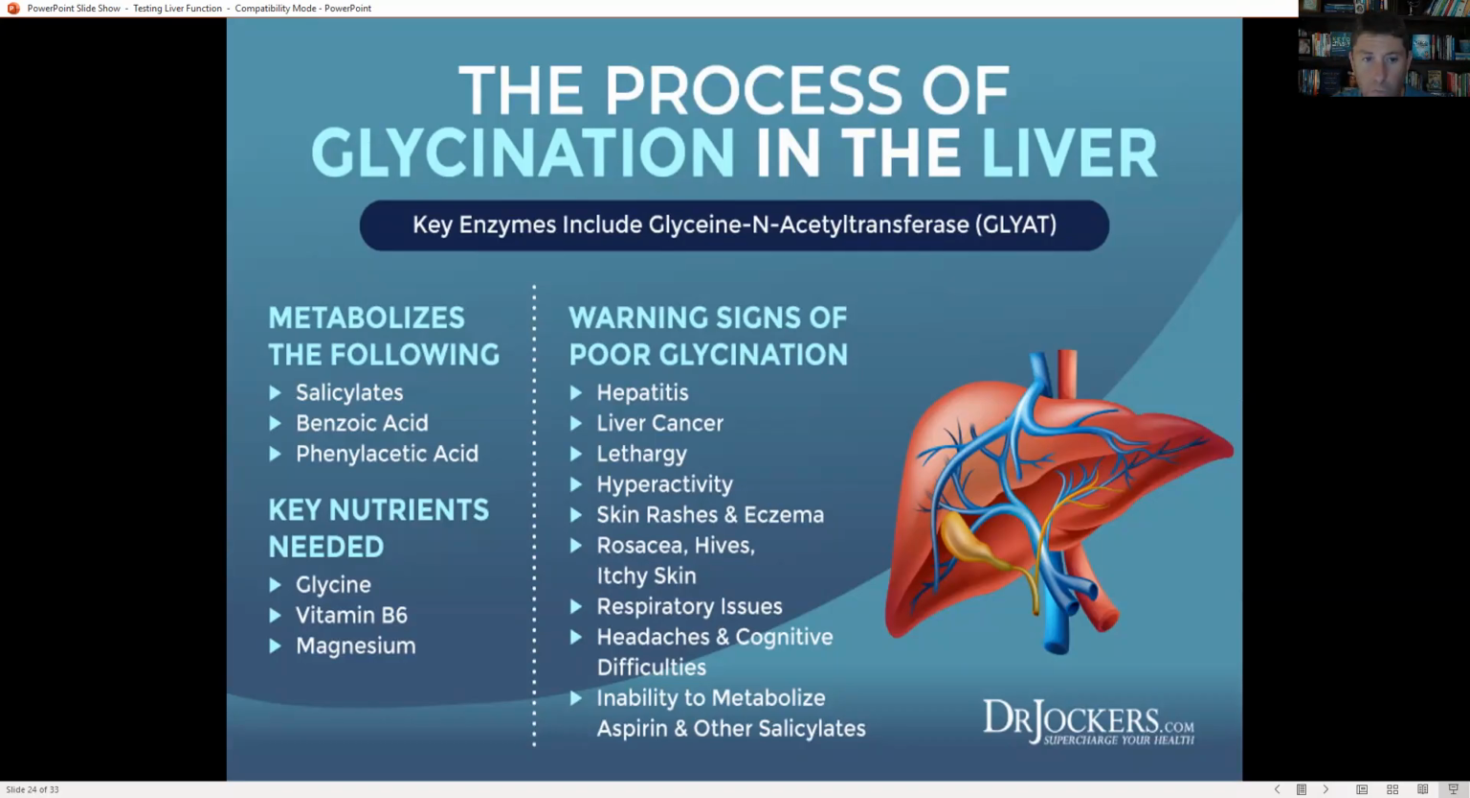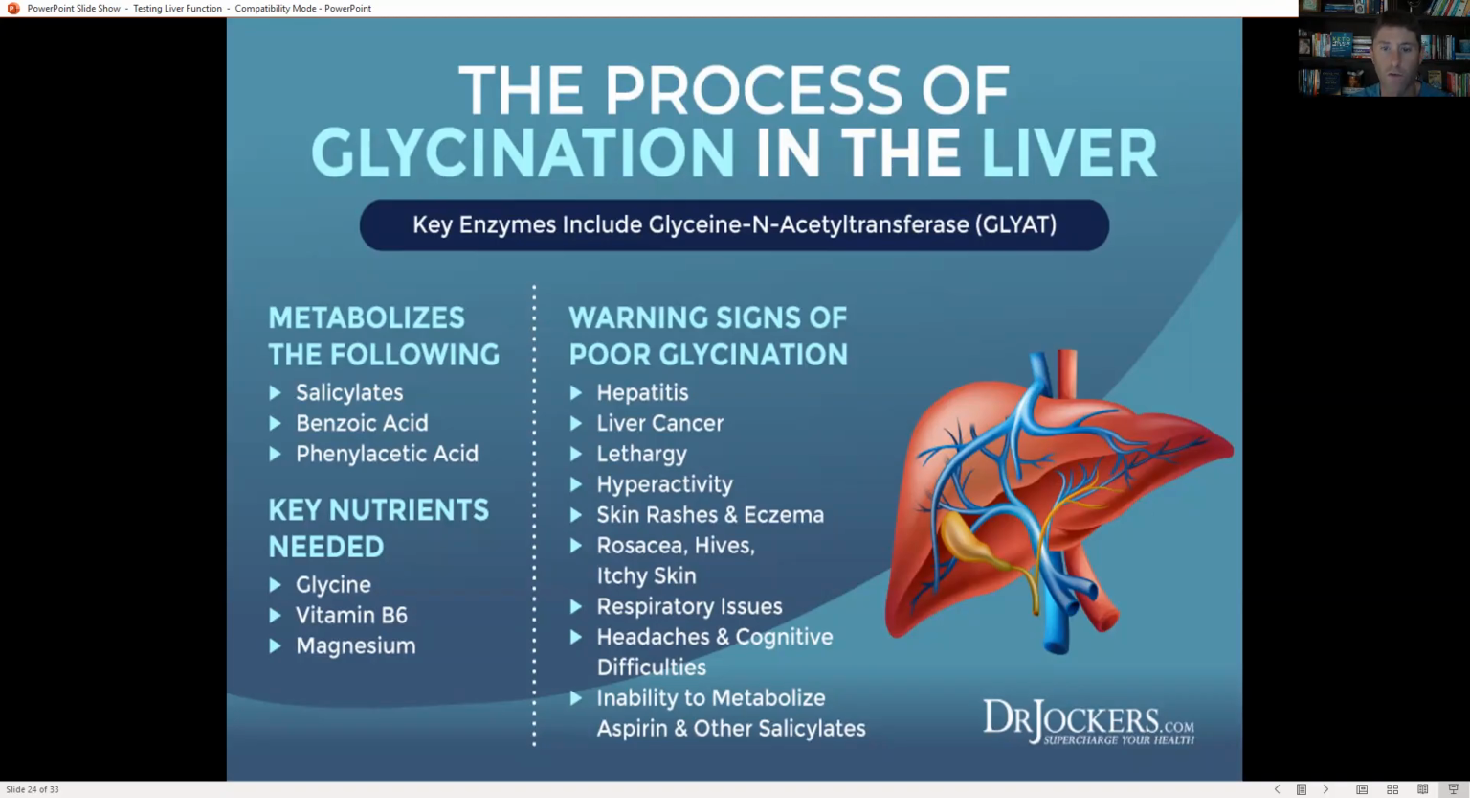They're also in a lot of personal care products, and they're also in certain foods like nuts, berries, celery, and cinnamon. And some people actually, because of poor glycination, do much better when they're on a diet low in salicylates, right? Or at least for a period of time. So if you have a genetic polymorphism at the glycine N-acetyltransferase enzyme, that could predispose you to these issues.